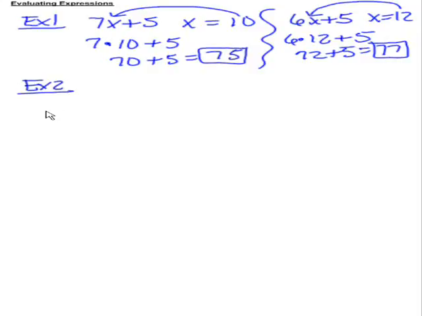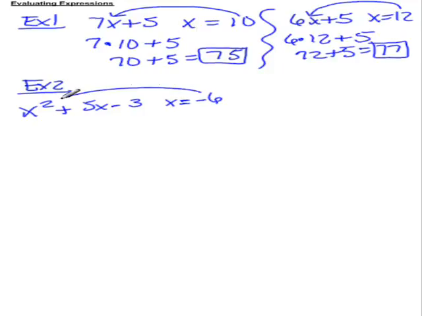All right, so the next example we want to look at is x squared plus 5x minus 3. X squared plus 5x minus 3. Okay, and we want to say that x is equal to negative 6.